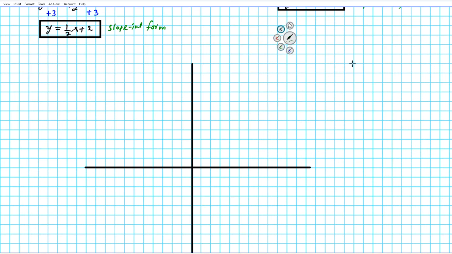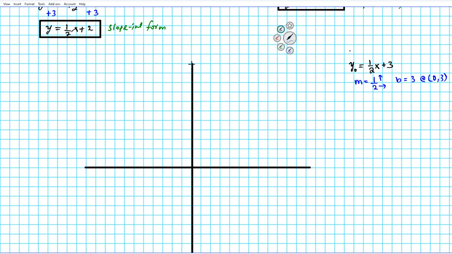Let's start with the original line. Let's call it y original, which is equal to 1/2 x plus 3. With this line, we know that the slope m is 1/2, so you rise 1 and run 2, rise over run. Your y-intercept b is equal to 3, so you start at the point 0, 3. Just use y equals mx plus b to get these.